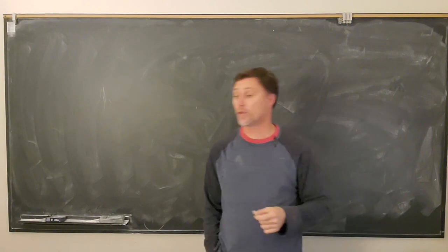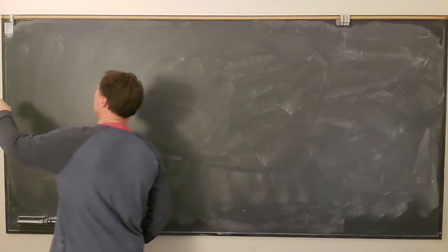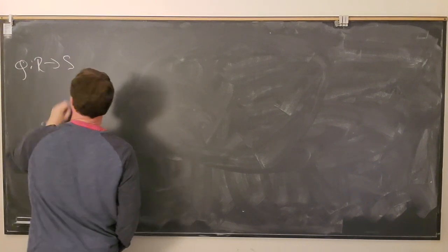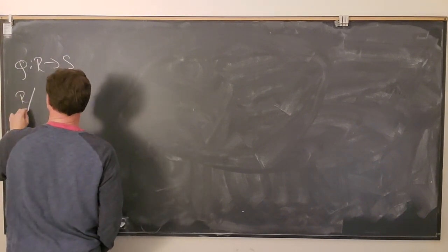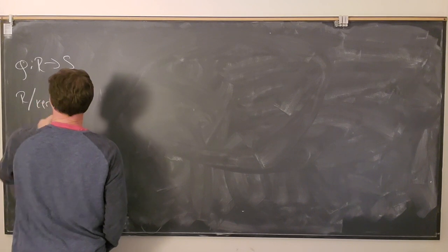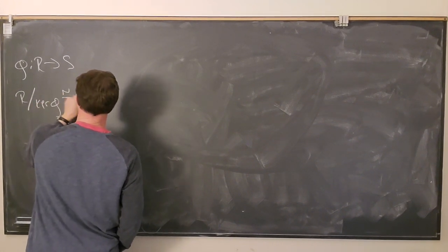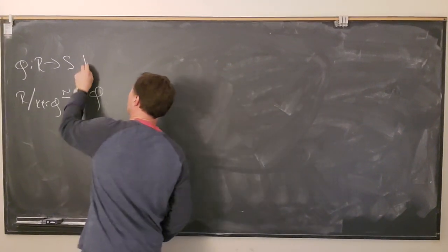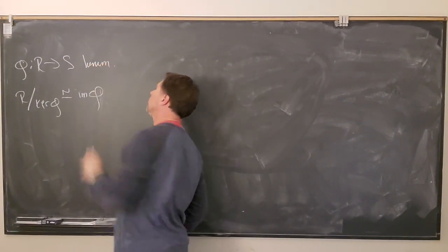We left off last time with the first isomorphism theorem for rings, so let me just remind you. If you have a homomorphism φ, then R mod the kernel of φ is isomorphic to the image of φ.